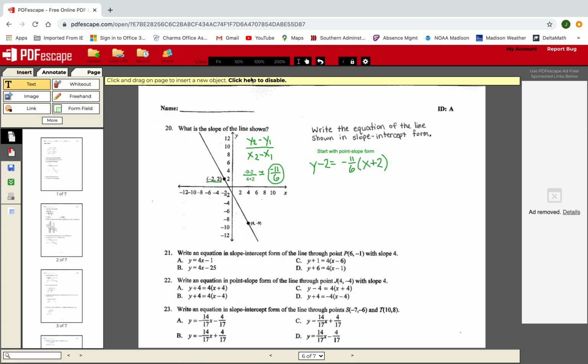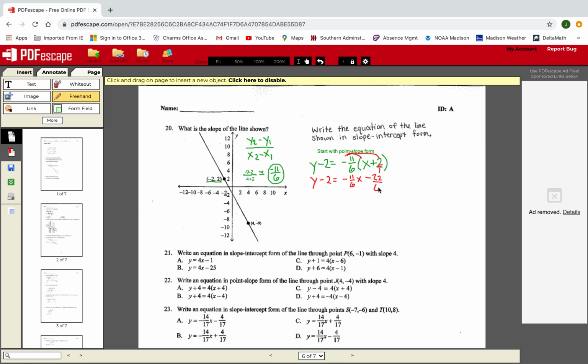So I am going to do that. I'm going to start off by distributing this negative 11 over 6 through the parentheses. My y minus 2 on the left is just going to stay right there for a minute. I will deal with it in a hot second. So I have negative 11 over 6 times x, which shockingly is negative 11 over 6x. And then I have negative 11 over 6 times 2. 2 is the same thing as 2 over 1, and when you are multiplying with fractions, you multiply the tops, multiply the bottoms. Negative times the positive is negative. 11 times 2 is 22. And in the denominator, 6 times 1 is 6.